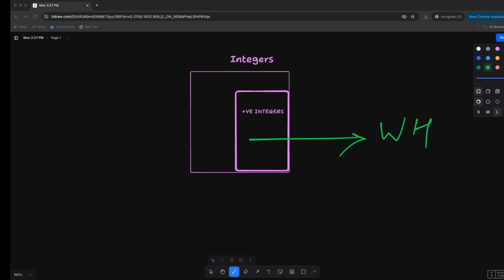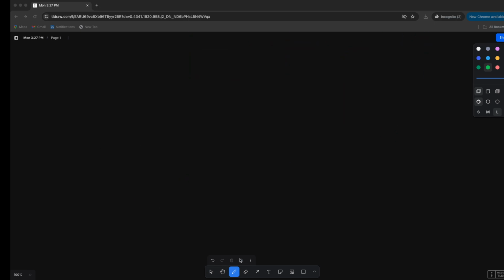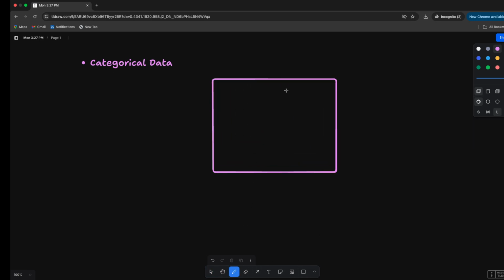For example, the other type of data that we have is basically categorical. One common example is male and female. This is categorical. You can divide the population into major types. Like in a broader sense, we are dividing the population into two types: male and female.